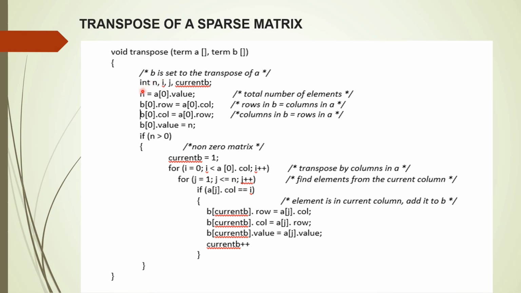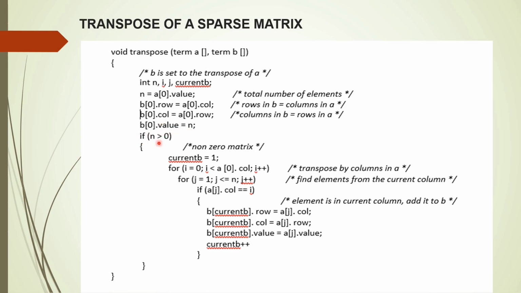Here I am declaring some variables of type integer. n represents the number of elements. i and j are index variables, and currentB is also an index variable. n represents the number of elements; the number of non-zero elements is available in A[0].value. And note, in the transposed matrix, the column value of the given matrix becomes the row value, and the row value of the given matrix becomes the column value, and the value is equal to n.